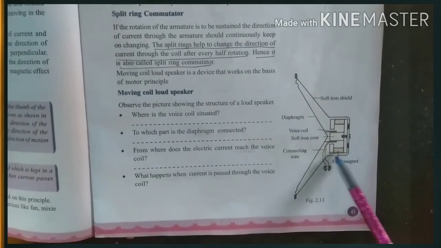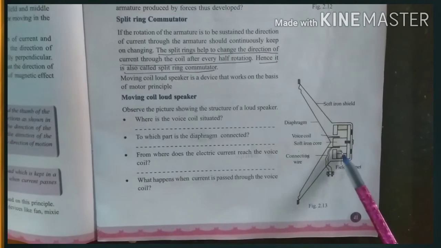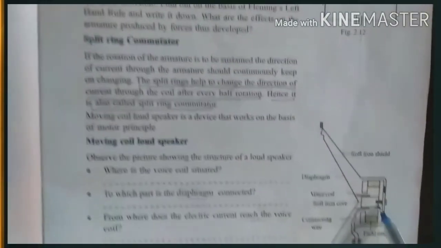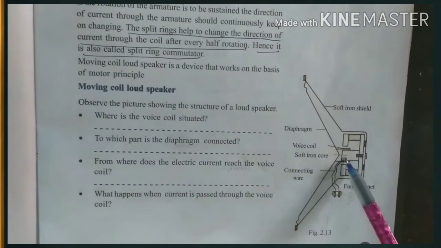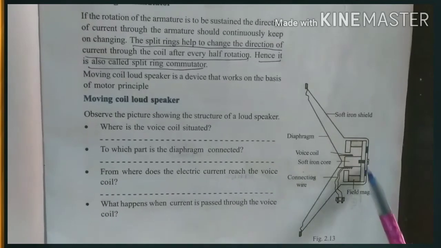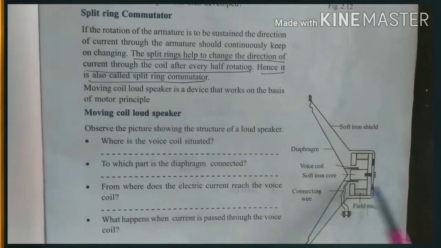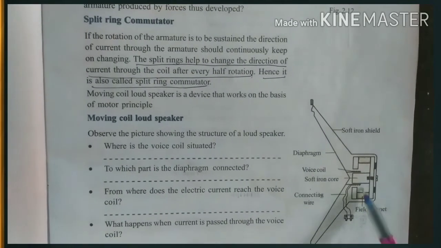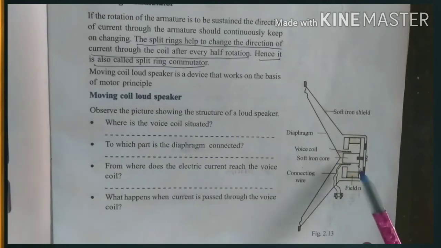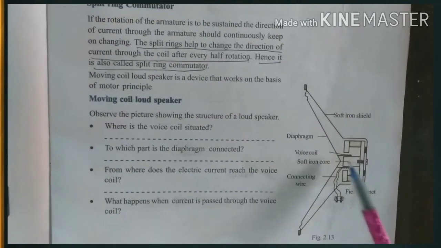These are the field magnet, that is, two poles of the magnet, and in between the poles of the field magnet there is a solenoid kept, and that solenoid is known as the voice coil. A soft iron core is placed in between the magnet, and winding the soft iron core there is a solenoid, and that solenoid is given the name voice coil.